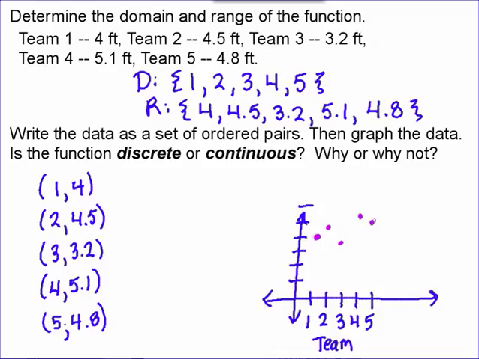Now I need to determine, is this function discrete or continuous? So let's review back to our definitions. Is it going to be continuous? No, because it's got some breaks. So it's going to actually be discrete. Remember discrete? It was not continuous. It was just points. So the reason why it's discrete is because you just have points here. They're not connected. If it's continuous, it'll usually have arrows. It'll be like a line.